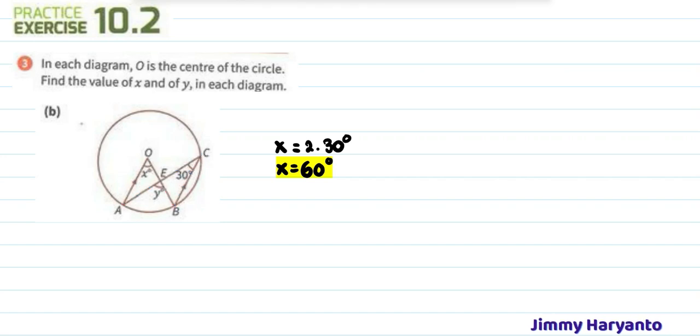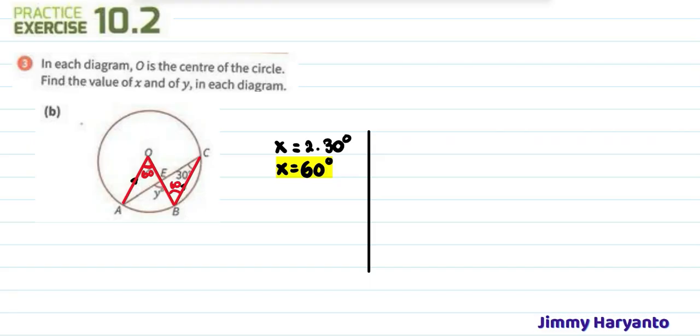Okay, and then to find the Y, we have to use this line, which is parallel lines. That means we can use Z. We can use this Z. Okay, we have Z like that. That means if this one is 60 degree, that means this one also 60 degree at the corresponding angle.